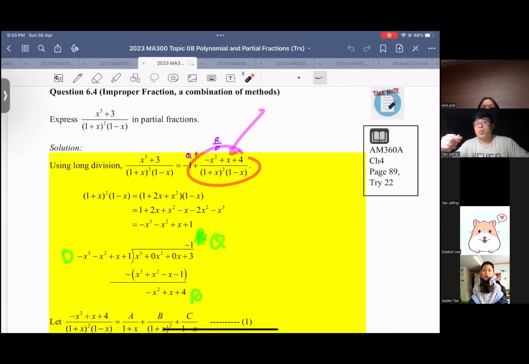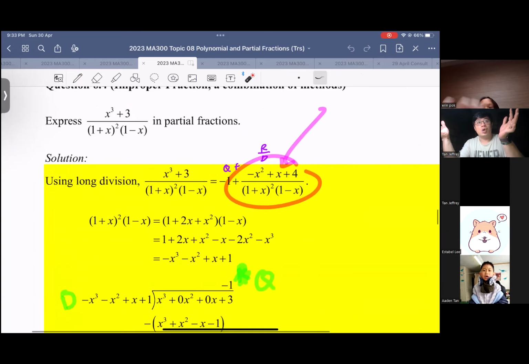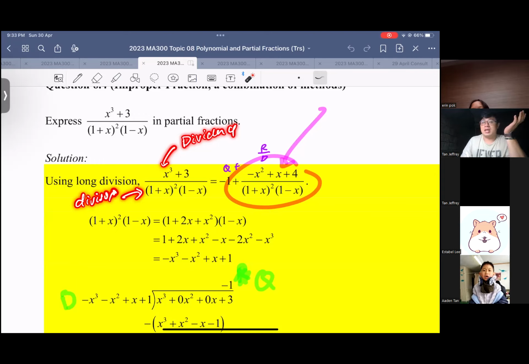So when I long divide, you think about it this way. Esther, Aiden, when I read this, I'm reading this as my dividend, because my dividend is being divided. I'm reading this as my divisor, because fractions are always like that, the top is being divided by the bottom, right?